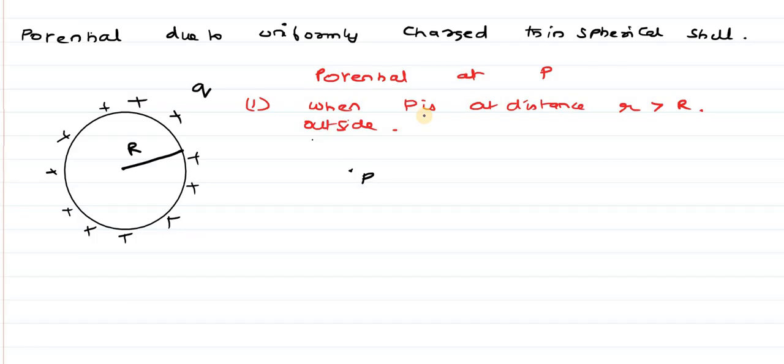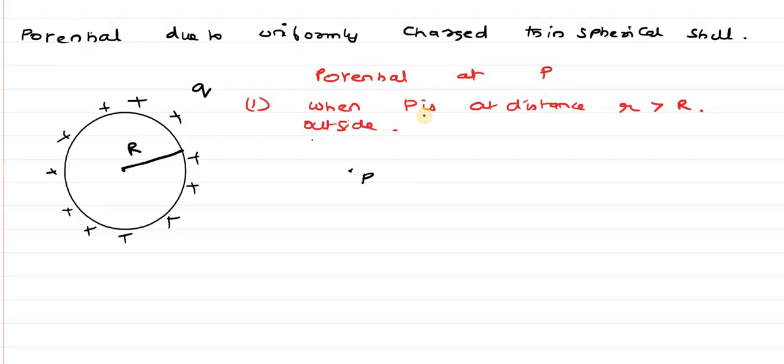For the point P, this shell will behave like a point charge, as if the entire charge is concentrated at the center. Is that clear? We usually know that in the shell, the charges reside on the outside, uniformly distributed. But when I consider the outside point P and calculate the potential, this shell behaves as if the entire charge is concentrated at the center of the sphere.